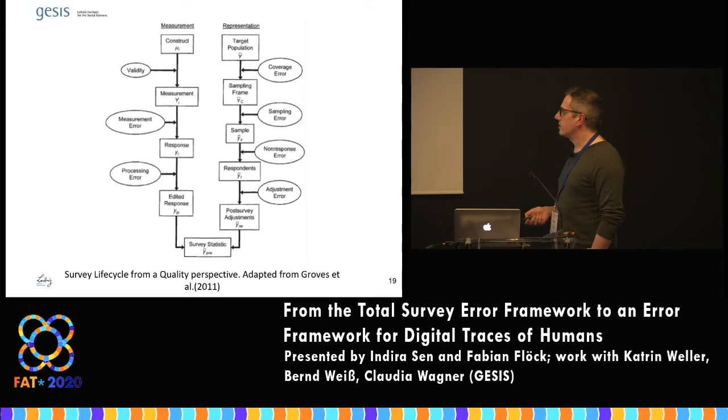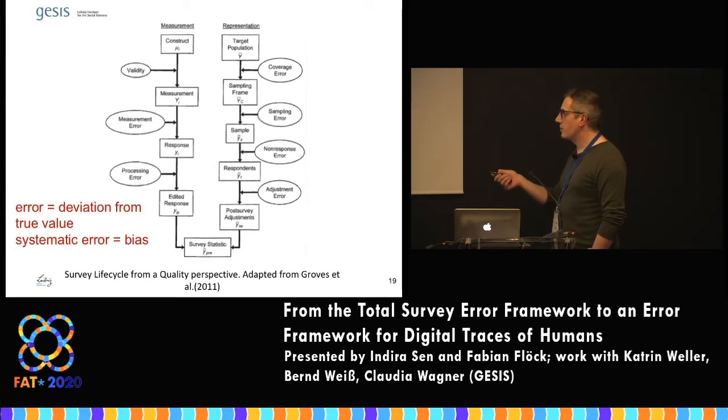So let me walk you through this. By the way, to make this clear, an error here, in Groves' definition, means a deviation from the true value. If I ask someone about something and they give me a wrong answer for whatever reason, that's an error.